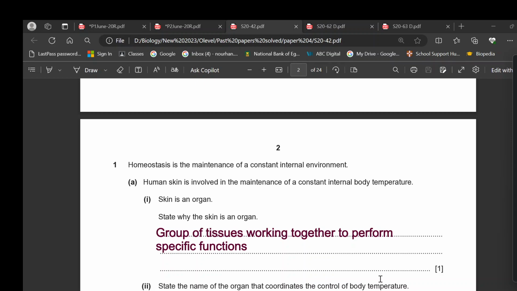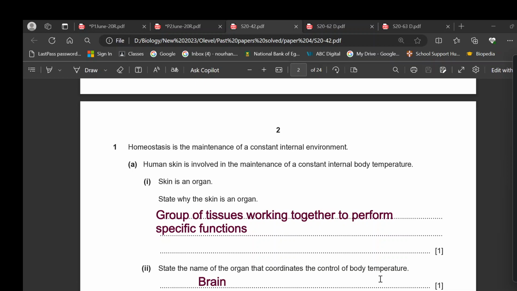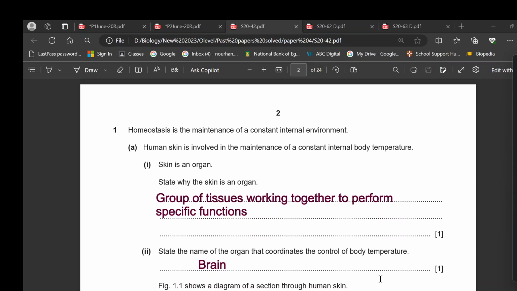What's the meaning of coordinates? Coordinates means it receives impulses from one side, sends impulses to the other side, detects the change. What is the organ that coordinates the body? The organ is the hypothalamus in the brain. If you said brain, it is also correct. It coordinates the impulses. It receives the impulses from one part and sends it to the other part.